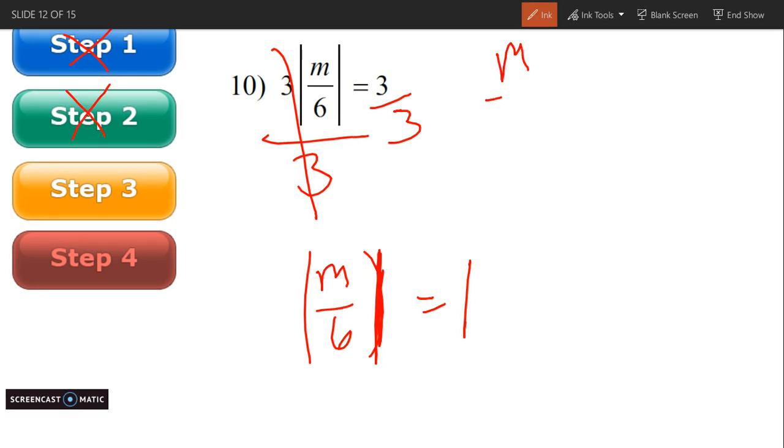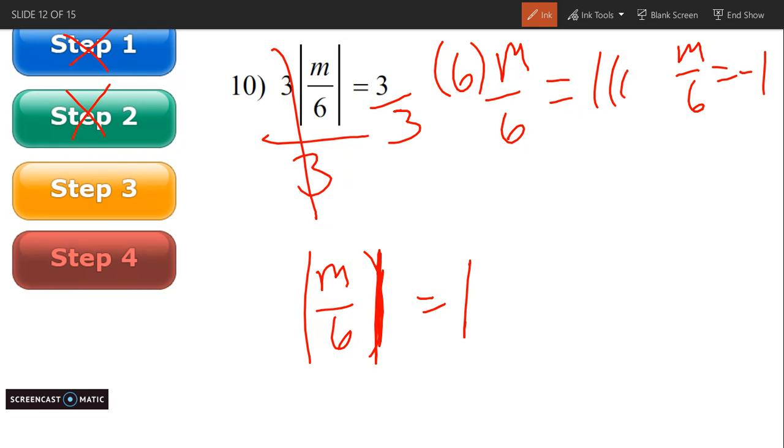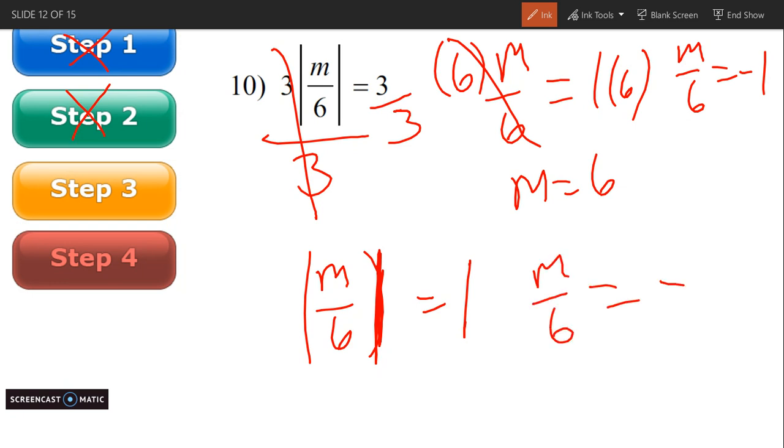Step 3, two equations: m over 6 equals 1, m over 6 equals negative 1. We're going to undo the division by multiplying by 6 on both sides of the equation. M equals 6. I'm going to write the other one down here, running out of room up there.